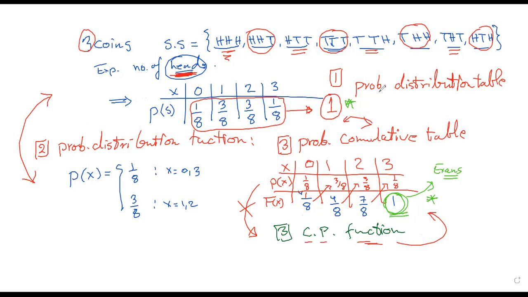They may give you something connected with the distribution table to find the distribution function, or otherwise they may give you the function to find the table. But for the cumulative table and cumulative function, they will give you the cumulative function, the probability function, to find out the cumulative table, but the other way around is not there. I hope this is clear.